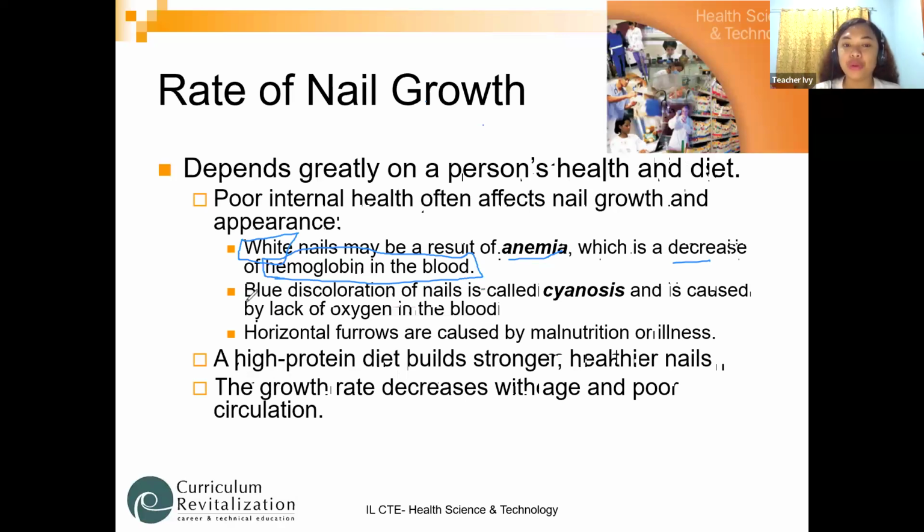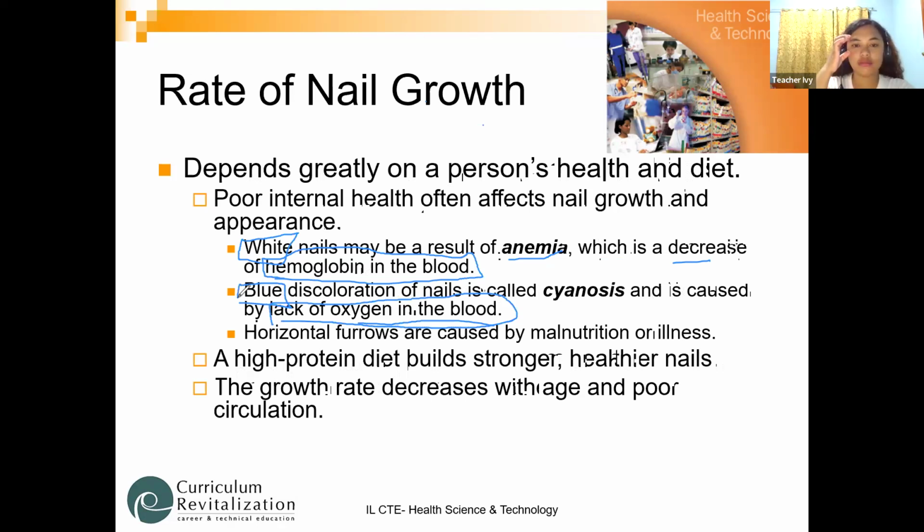If there is a blue discoloration of the nails, it is called cyanosis. What is cyanosis? Cyanosis is caused by lack of oxygen in the blood. Okay? Is there any blue nails in your fingers? Nothing, because all of your nails appear to be pinkish. But if your nails become color blue, then it means that your blood lacks oxygen.